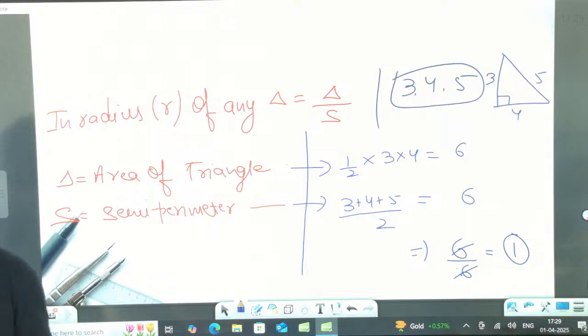Now write the next thing. In radius in right angle triangle. You will find these things in your exam directly. In radius in right angle triangle.